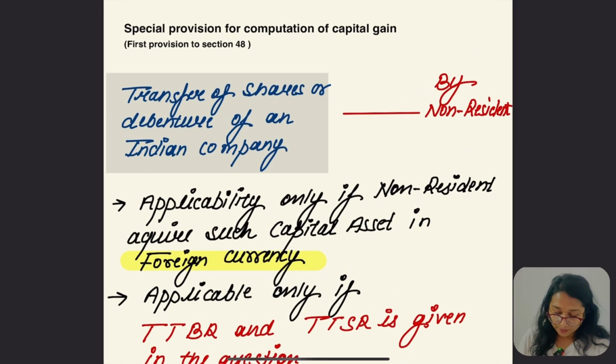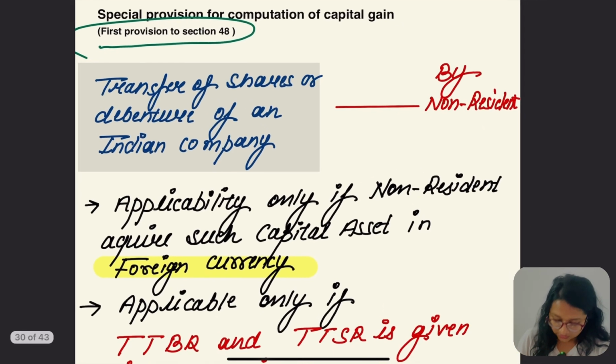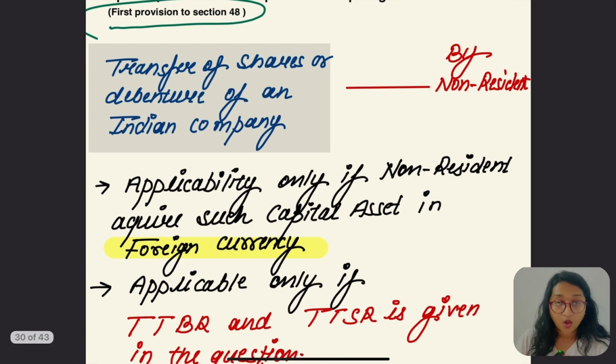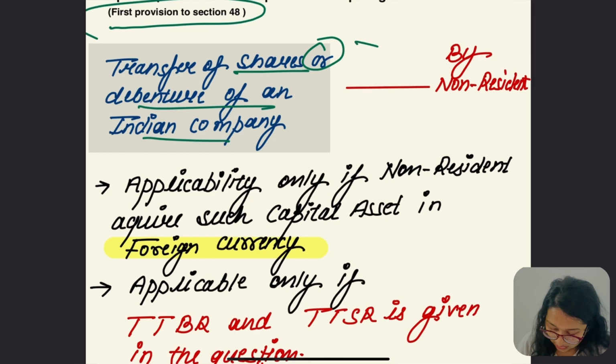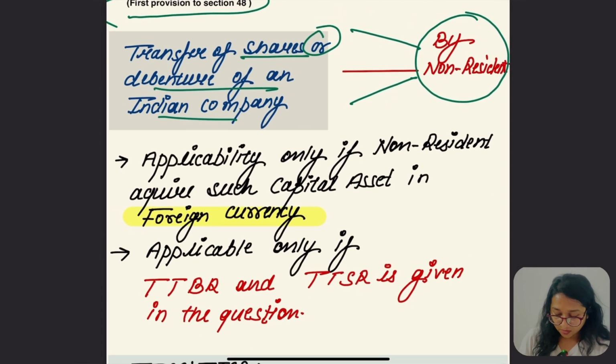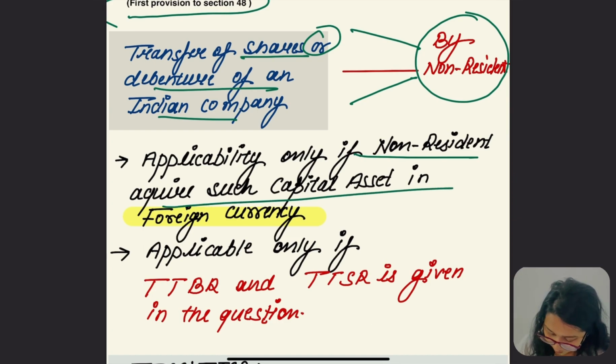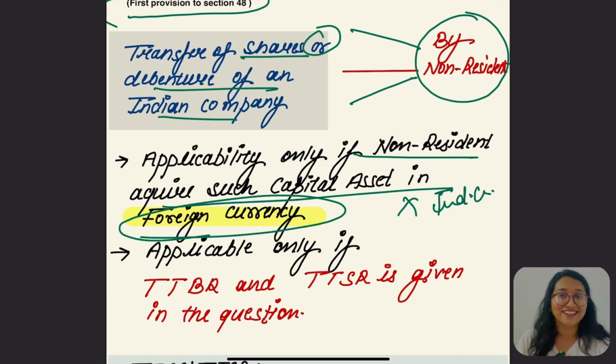Now there are some special provisions for computation of capital gain under section 48, first proviso of section 48, which says the transfer of share or debentures of an Indian company by whom? Definitely by the non-resident. But this is going to be applicable only if the non-resident acquires such capital asset in foreign currency, not in Indian currency. Is it clear? Let me say it again.